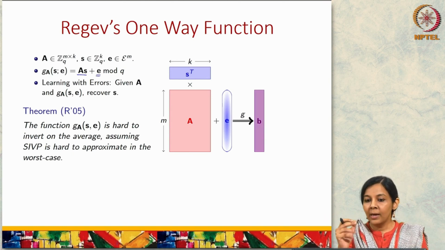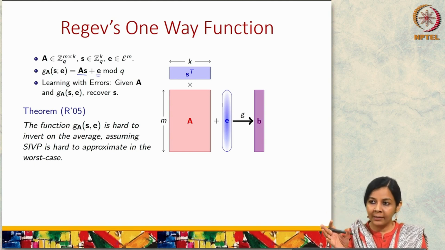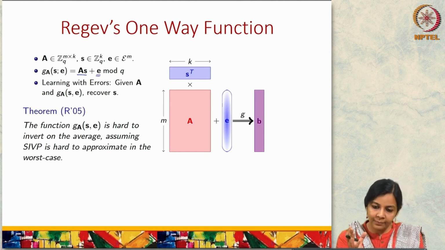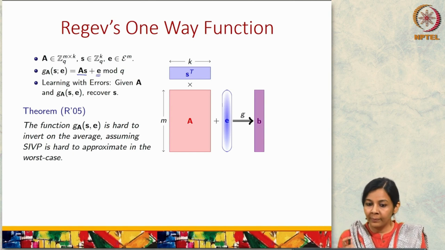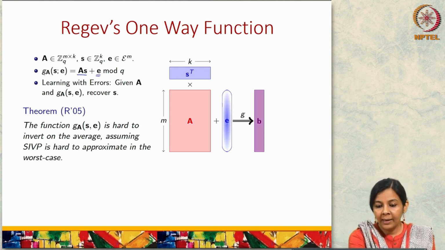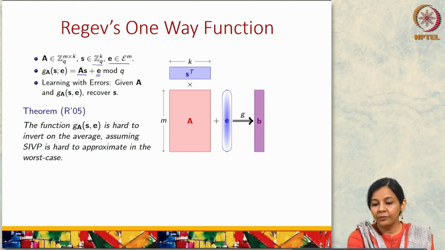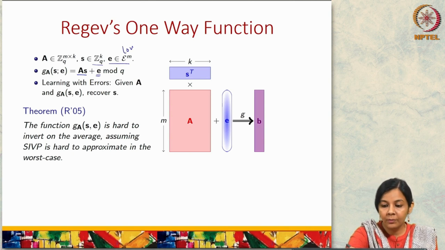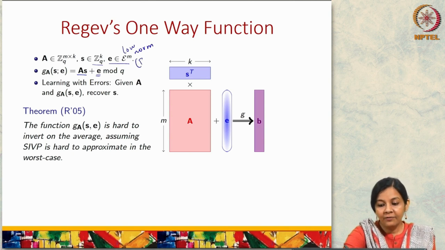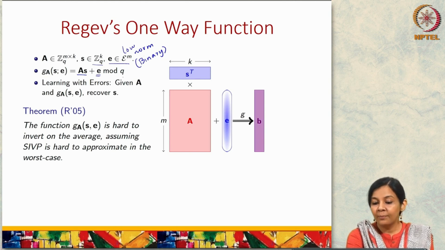Now what I will do is, I will compute AS, but I will add to it a vector E of low norm, okay. Again, for simplicity you can think of E as binary, even though it can come from more general distributions. So I am defining my function G sub A as taking S from Z_q^k and E from some low norm distribution, right. And like I said, for simplicity you can just think of this as binary, okay. And I define G_A of S, E as AS plus E mod Q.